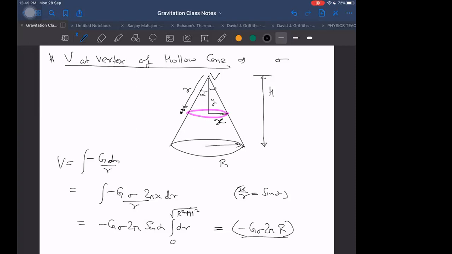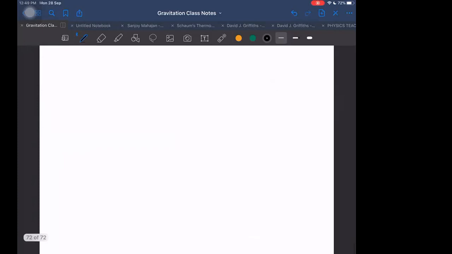Minus g sigma into circumference of the circle. 2 pi r is the circumference of the circle only. We can say minus g sigma into circumference of the circle, right? Minus g sigma into circumference of the circle.